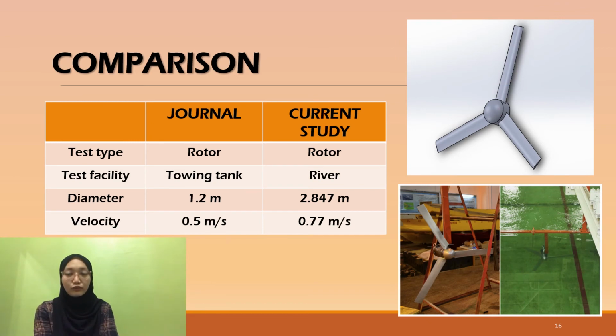Next, proceed to the comparison between the reference journal and the current study. As shown in the table in the slide, that is the comparison between the reference journal and the current study. The test facility used was different, which caused the diameter of the turbine to change from 1.2 meters to 2.847 meters.